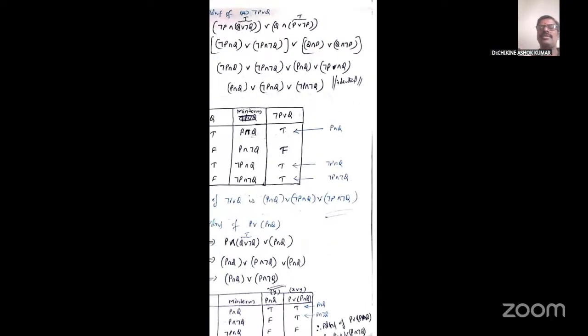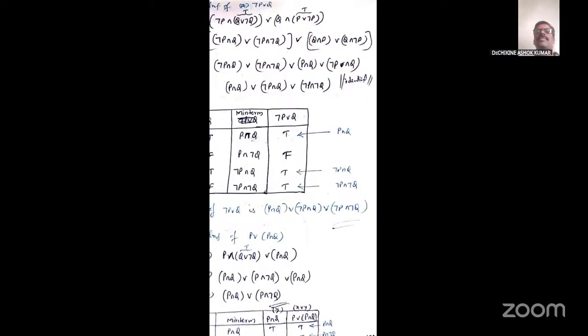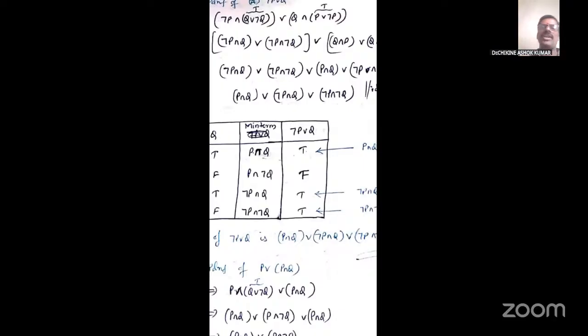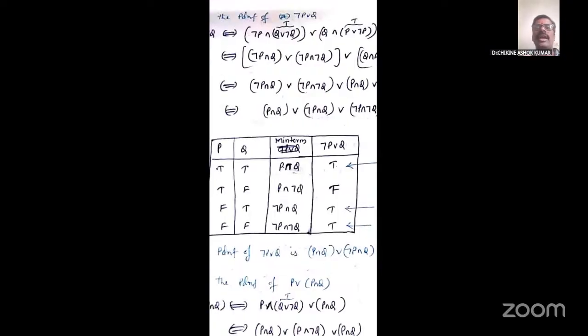So here P intersection Q appears only one time, that is as it is. Negation P intersection Q also appears one time only, it is not repeated. And negation P intersection negation Q is repeated twice, so write it only once. So this is the principal disjunctive normal form. Finally, I got each and every individual term. We have two statements here, P and Q, and all combinations are present. So this is the principal disjunctive normal form of the given negation P union Q.